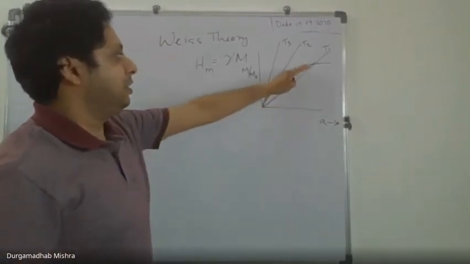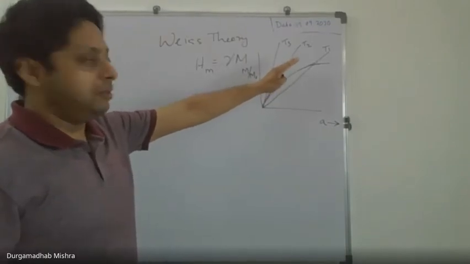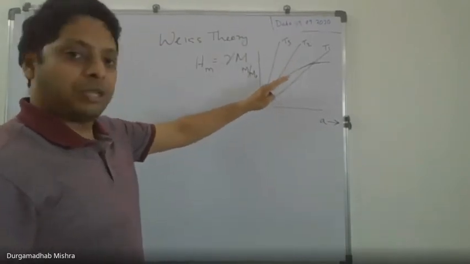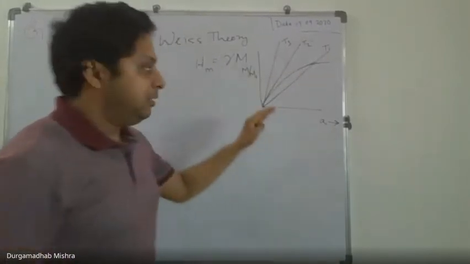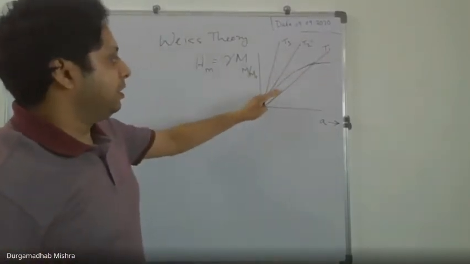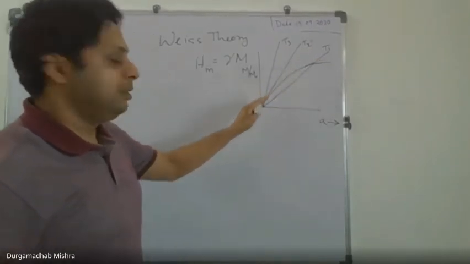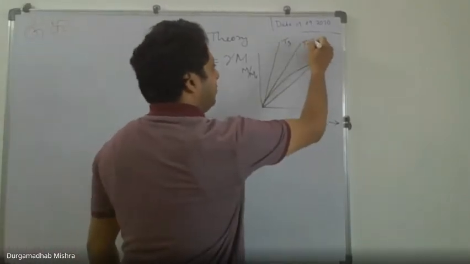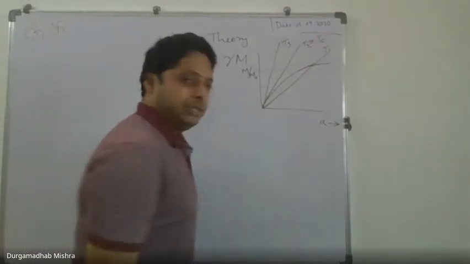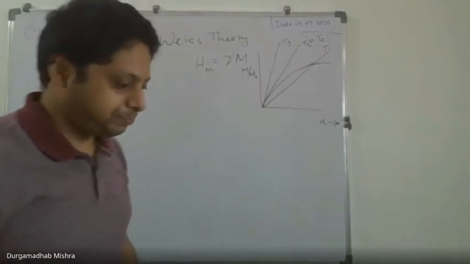Or if you increase the temperature, at a certain point this magnetization will vanish. And if you take the tangent of the slope of this magnetization curve at the origin, that slope will tell you what is your TC, your Curie temperature.